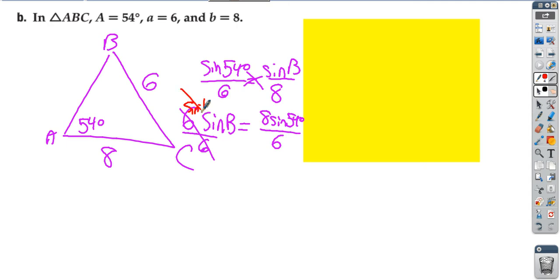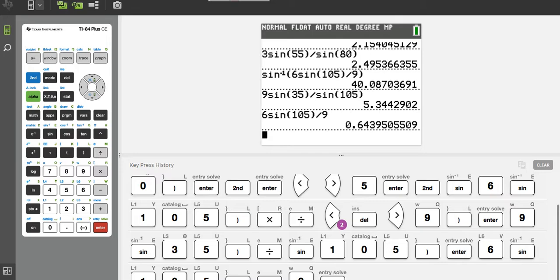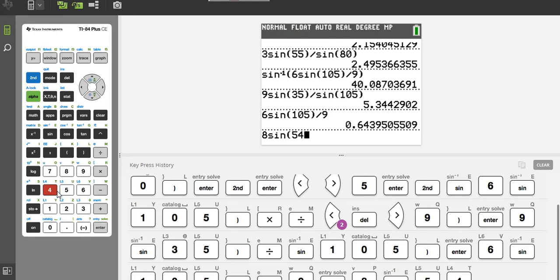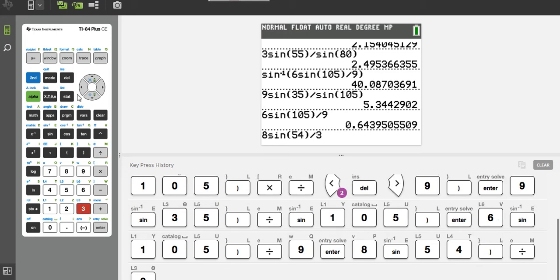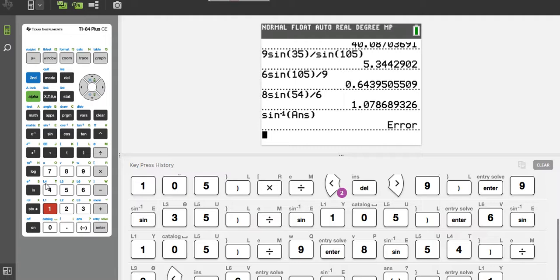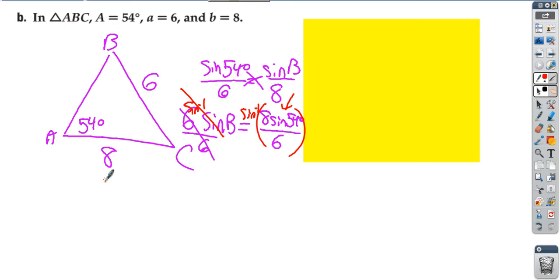And this may result in multiple solutions. Why will it result in multiple solutions? Let's first see what that number is, and then we'll calculate it. The number that we're concerned with is 8 sine 54 divided by 6. That's the number 1.07. And then we want to take the inverse sine of that, and you might already be able to tell what happens, but there's actually going to be no solution to this, and I'll show you why in just a sec. You get an error. So there actually is no triangle that has these measurements, and this is an example of no solution.